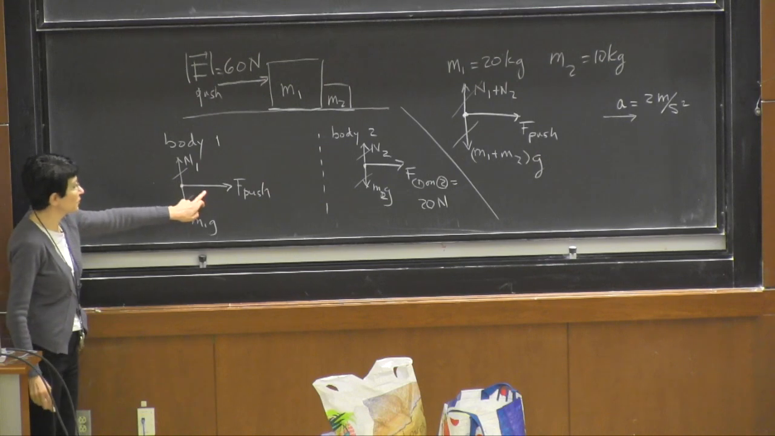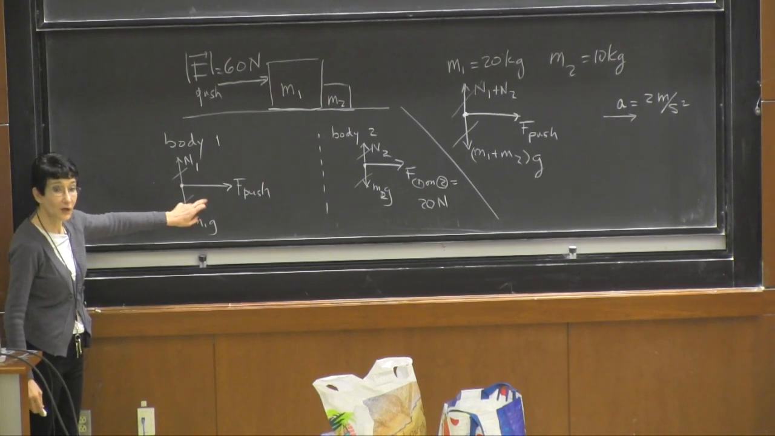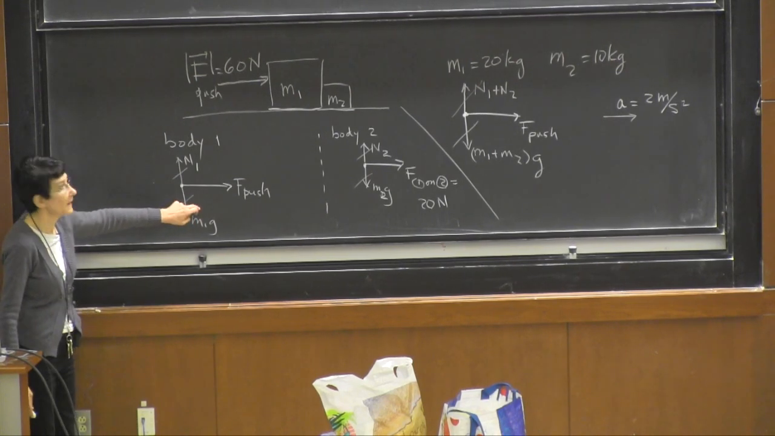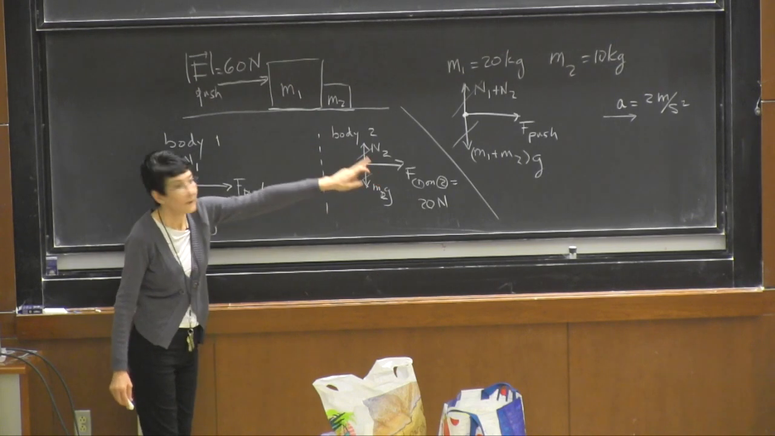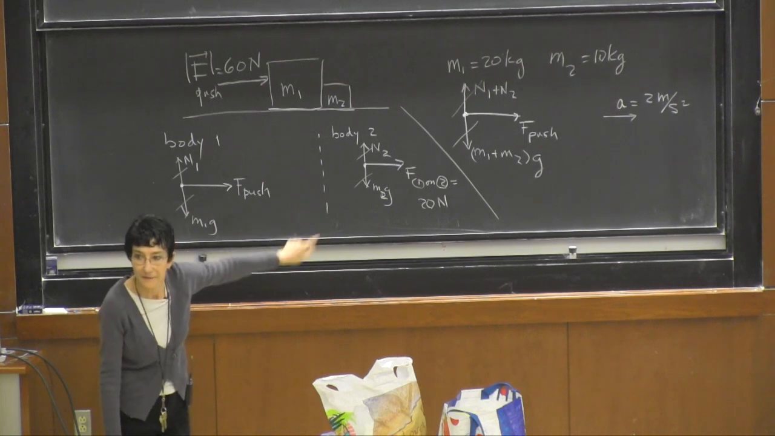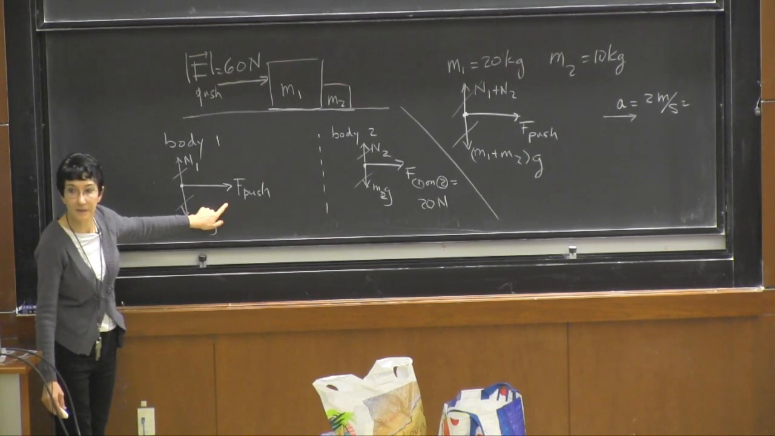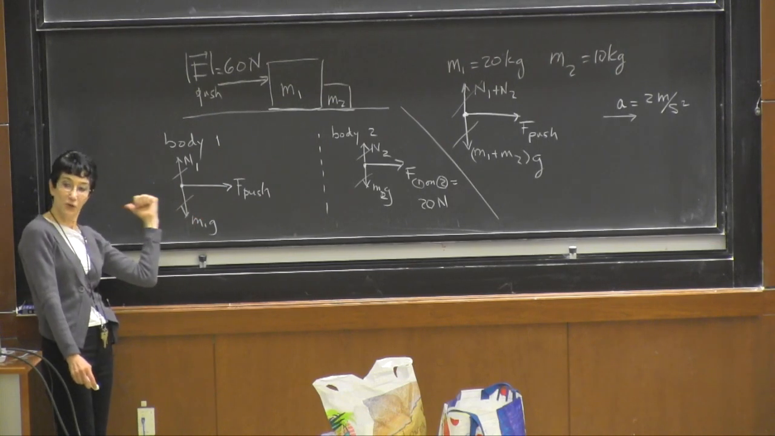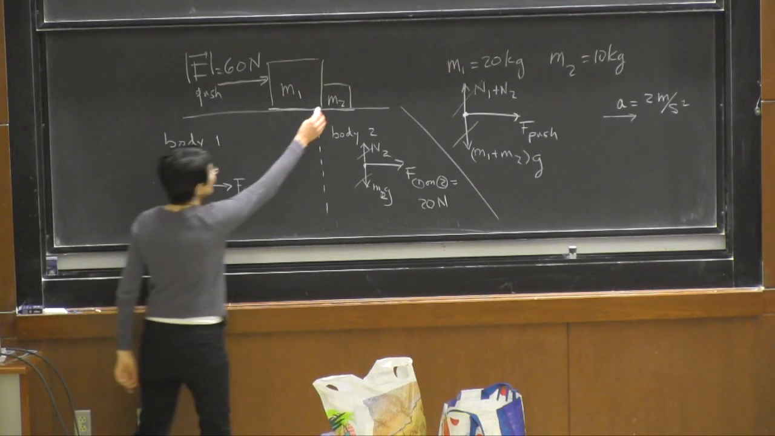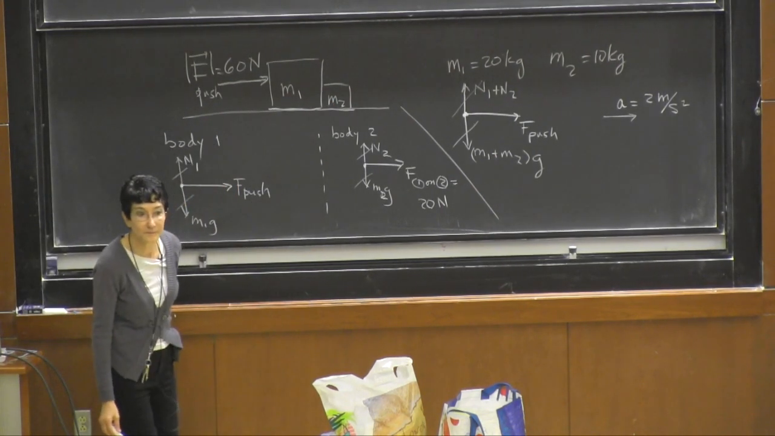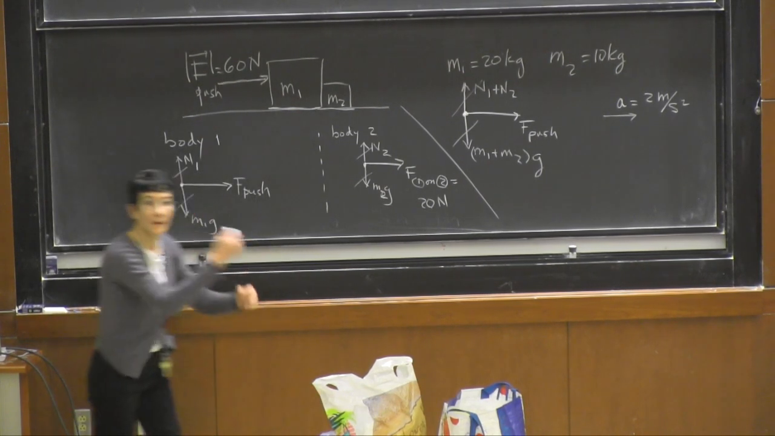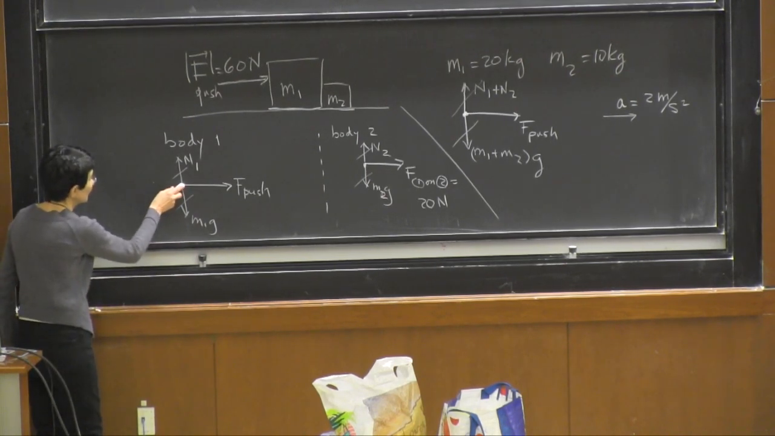But I know the F push cannot be the net force. I know the net force on this body. What is the net force on this body? The acceleration is 2. The mass is 20. Mass times acceleration is 40. So F net is 40. It means that I need a push backwards in order to get F net. Are you with me? And the only thing that is in contact here is body 2. So body 2 has to be, for consistency, pushing back on body 1, right?